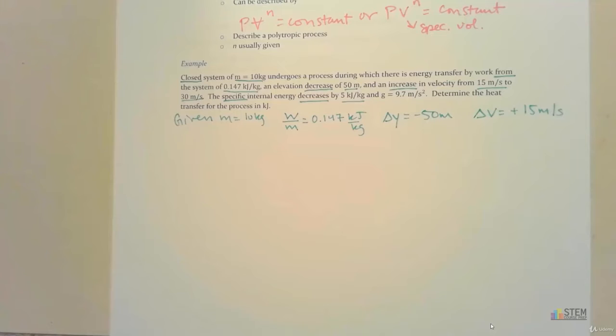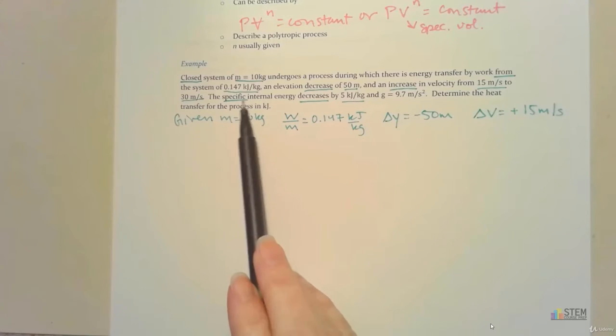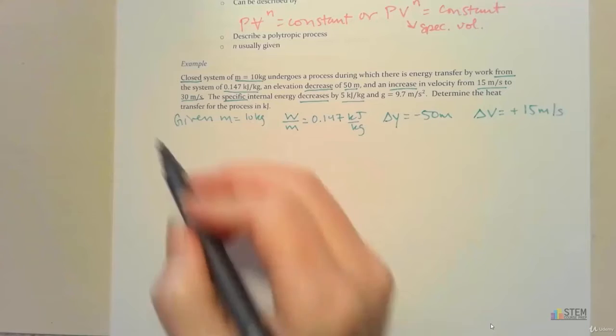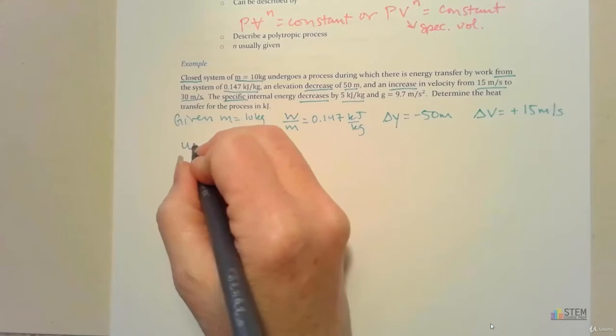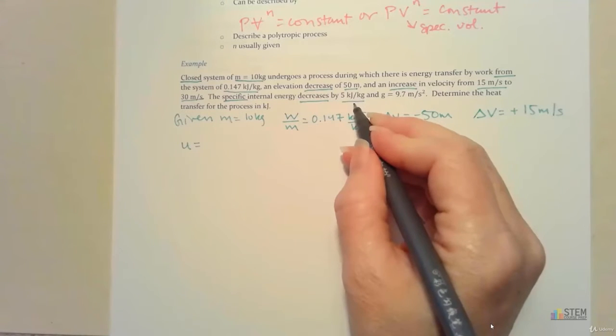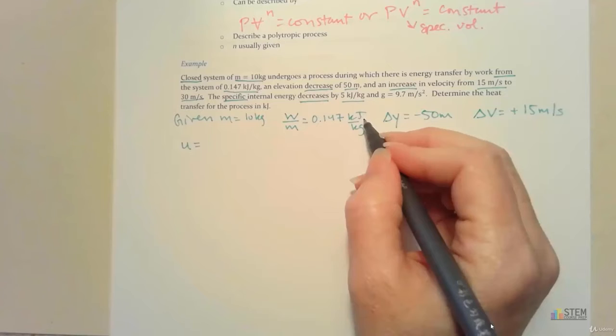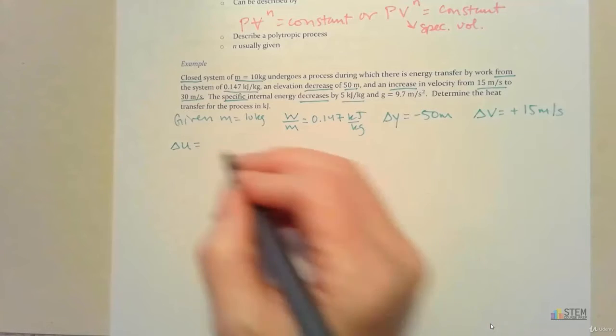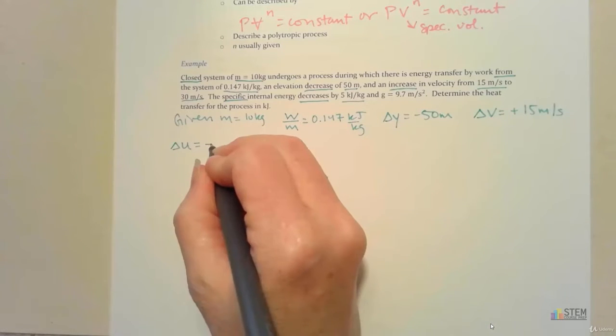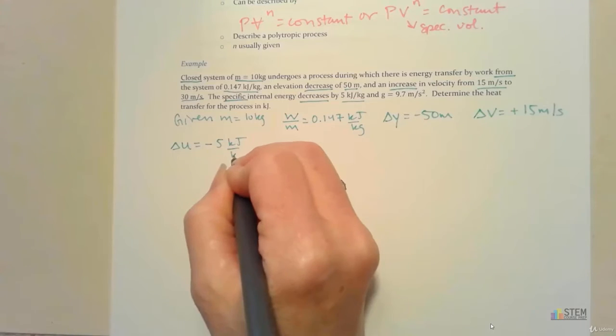Next, we've got specific internal energy. Now, remember before, when I introduced internal energy, I said to make note of capital U because it would make a difference. This is where it's going to make a difference. We are given specific internal energy. The symbol for that is going to be a lowercase u, and let's write out our value. This one is 5 kilojoules per kilogram. So if we're looking at the change in specific internal energy and it's decreasing, we're going to have delta u equals negative 5 kilojoules per kilogram.